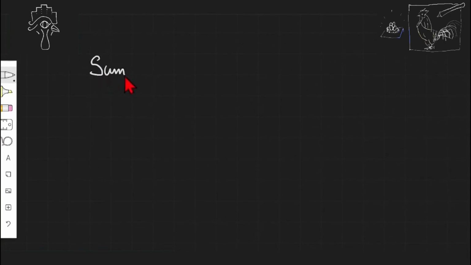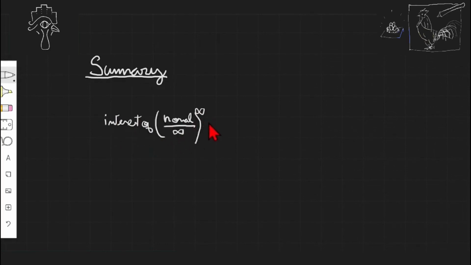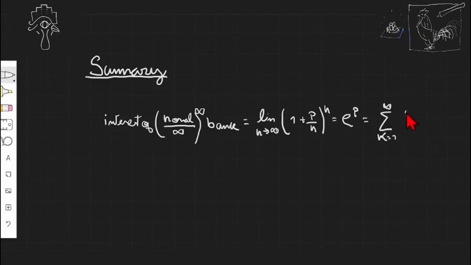As a summary, we just saw that the interest of the normal divided by infinity power infinity bank is equal to this limit here, which also is equal to the exponential of p, and which also is equal to this sum. And that the derivative of the exponential of p is equal to the exponential of p.